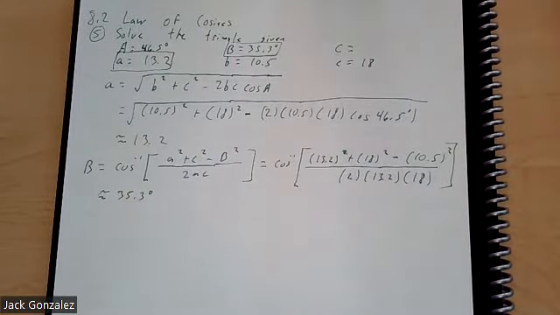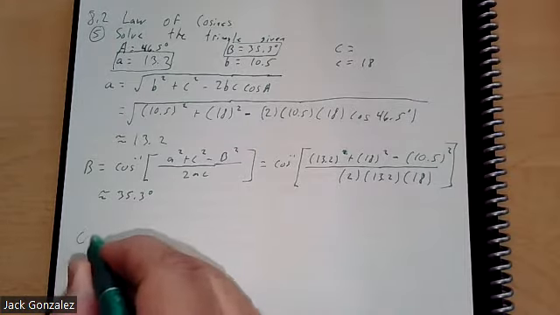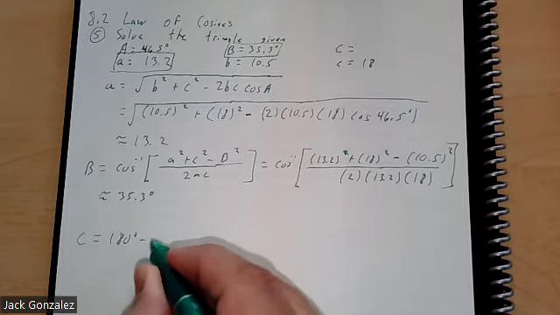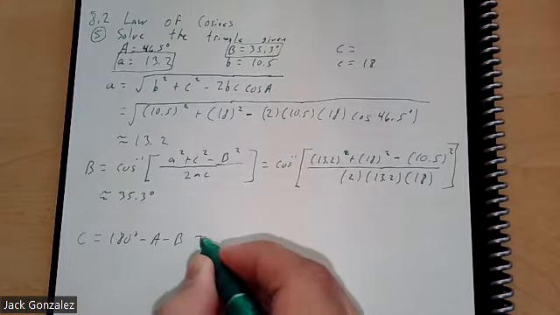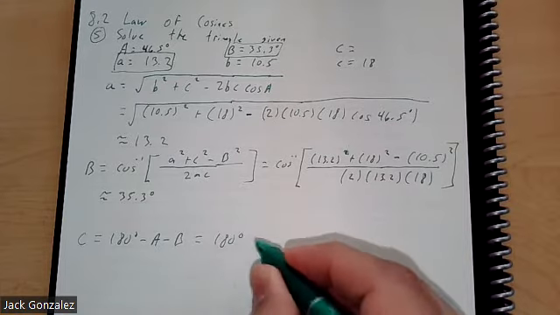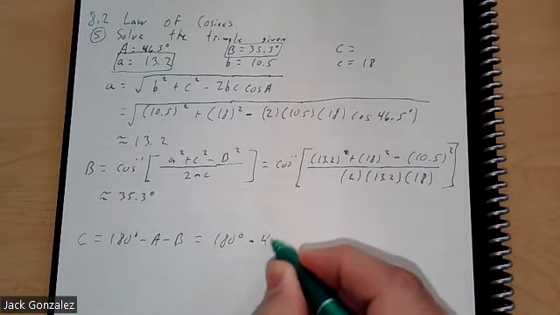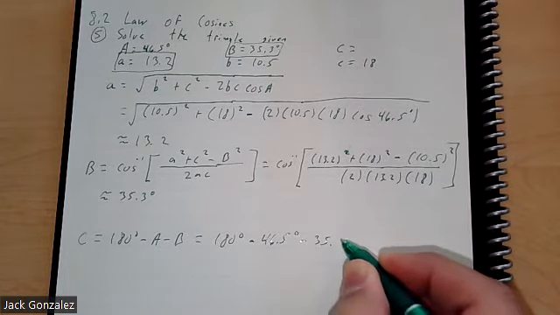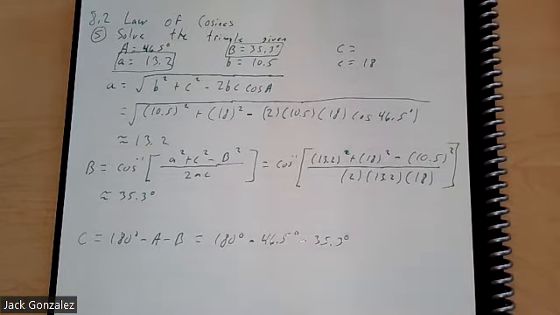All right, box the ones that we found. Once you have two angles, you're pretty much done, right? C will equal 180 degrees minus A minus B, which is 180 minus 46.5 minus 35.3, whatever that is.